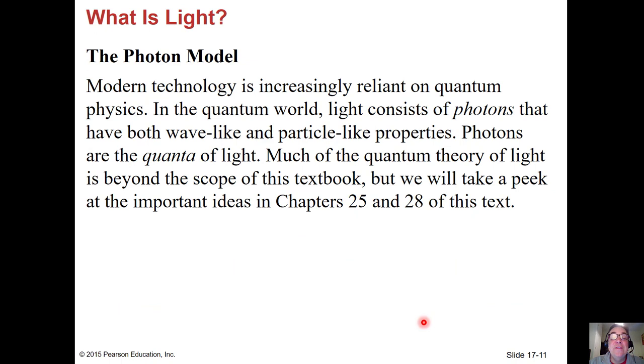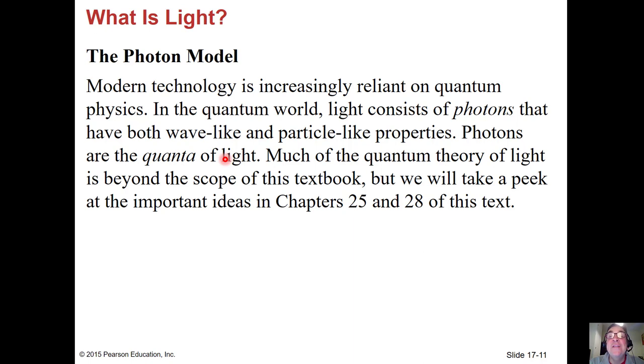When we get to chapter 28, especially, we'll refer back to 25 a little bit, but in chapter 28 we look at light behaving as a particle, this photon model. Modern technology is increasingly reliant on this idea, and quantum physics really is. If you have a solar panel on your van or on your house, you're making use of the photoelectric effect, thinking of light as behaving as a particle. Photons don't have any mass, but under certain circumstances they behave like mass. These different quanta of light are called photons. More about that in chapter 28.